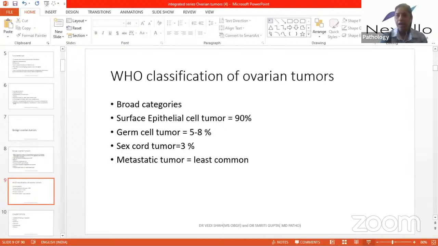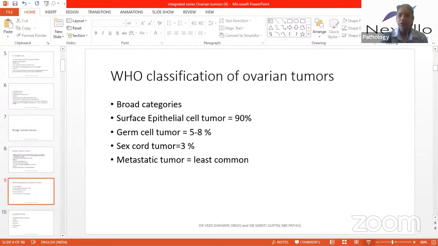Over here, I would like to emphasize that the WHO classification has been recently revised in 2020. And there are a few differences from how these tumors were classified earlier. Why you need to know this is because this is a very recent classification and very likely to be asked in your examination. There are not a lot of differences.